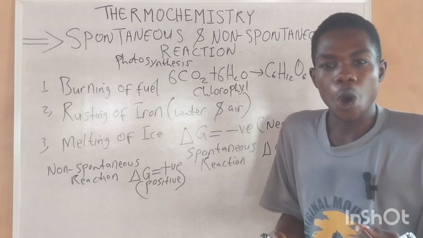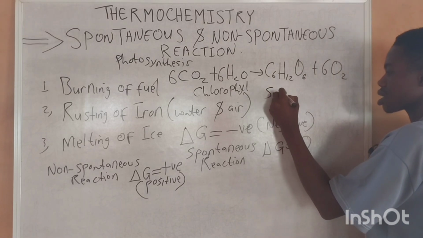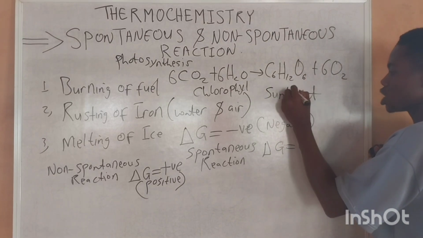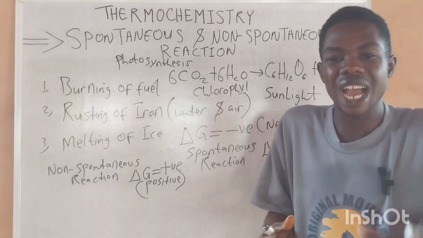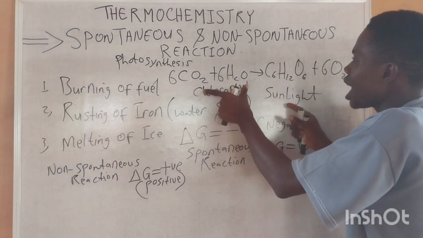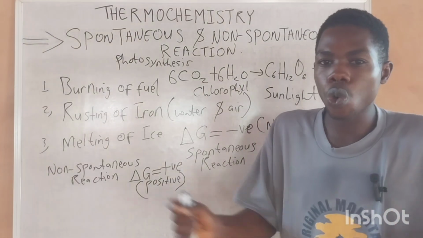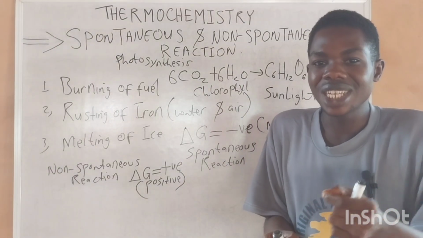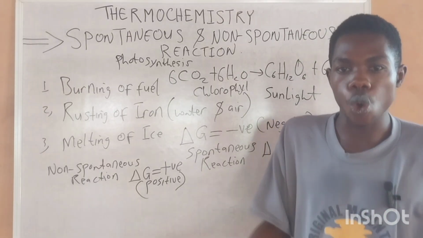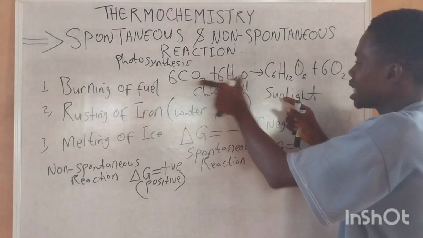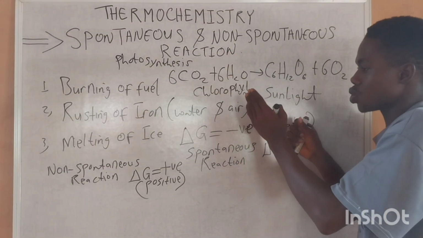They need the help of energy from the sunlight in order for them to be able to generate their own food. So this is a typical example of a non-spontaneous reaction. They cannot occur naturally on their own. They need the help of external energy to be able to occur. So this is just an example of the non-spontaneous reaction. So please take note of this.